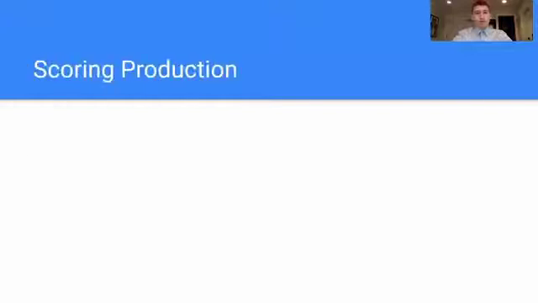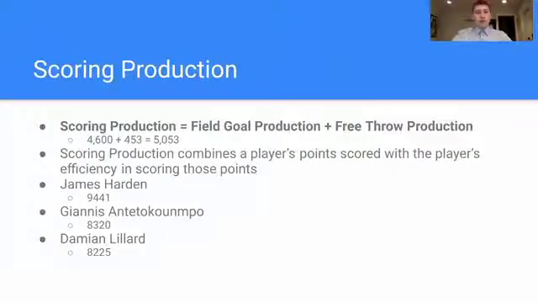As discussed earlier, scoring production is equal to field goal production plus free throw production. Using the values from the previous slide, we get a scoring production of 5,053. Scoring production combines a player's points scored with the player's efficiency in scoring those points. The leading players for scoring production in the 2019-2020 season were James Harden with a scoring production of 9,441, Giannis Antetokounmpo with a scoring production of 8,320, and Damian Lillard with a scoring production of 8,225.